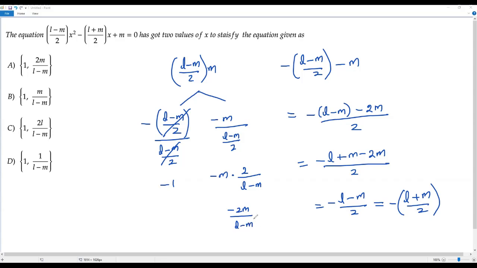Now to get the first value of x, I change the sign of the first factor. It's already negative, so when I change the sign it becomes positive 1. That's the first value of x. To get the second value of x, I change the sign of the second factor. It's already negative, so it becomes positive 2m over (L − m). Now I have the two values of x for the given quadratic equation: 1 and 2m over (L − m). I find these two values of x exactly in answer choice A. The correct answer choice for this question is A.